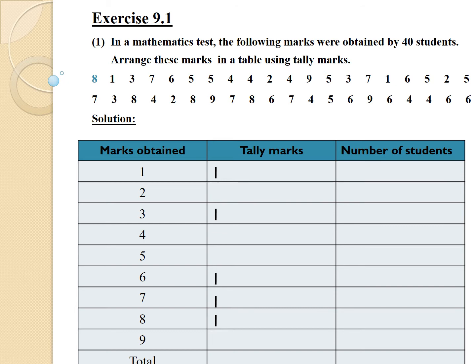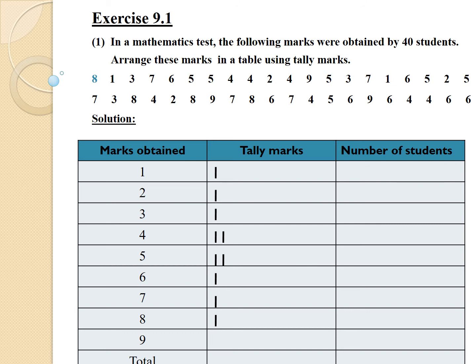Then is given 5, 2 times. So in front of 5, in second column, you have to draw 2 tally marks. Then is given 4, 2 times. So in front of 4, you have to draw 2 tally marks in second column. Then is given 2. So in front of 2, in second column, you have to draw a tally mark. Then is given 4.